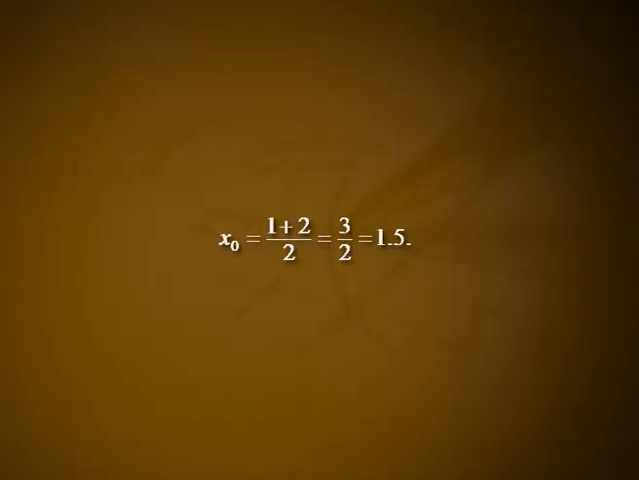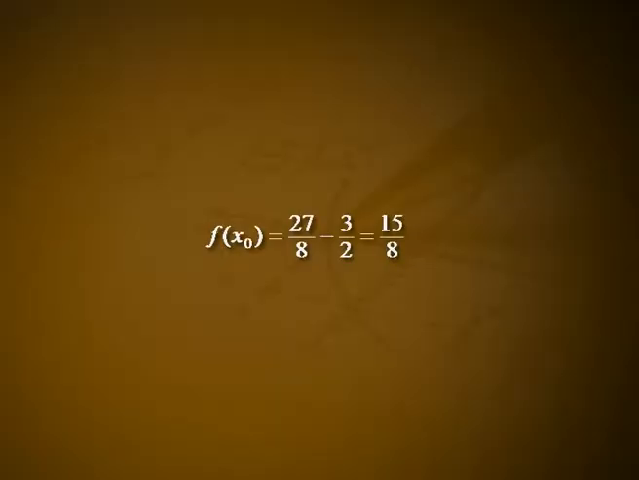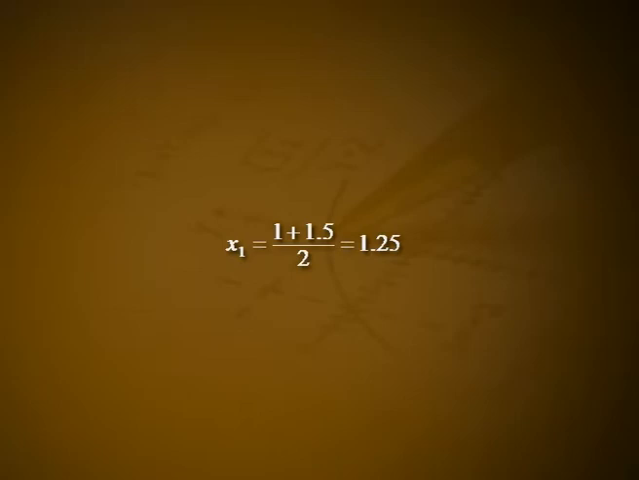Example 1. Find a real root of the equation f(x) = x³ − x − 1 = 0. Solution. Step 1. Since f(1) is negative and f(2) is positive, a root lies between 1 and 2, and therefore we take x0 = (1+2)/2 = 3/2, that is 1.5. Step 2. f(x0) = 27/8 − 3/2 = 15/8 is positive, and hence f(1) × f(1.5) < 0 and the root lies between 1 and 1.5, and we obtain x1 = (1+1.5)/2 = 1.25.